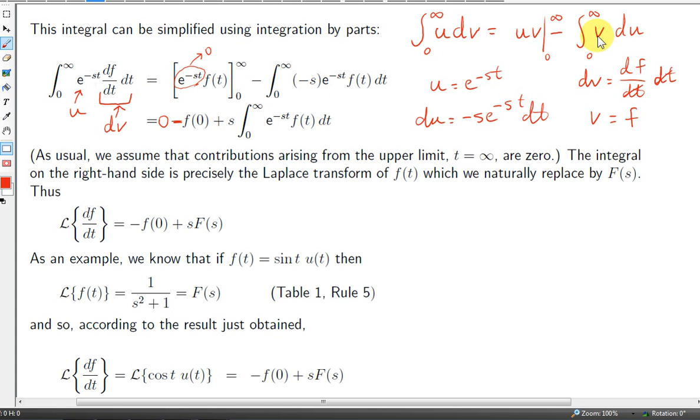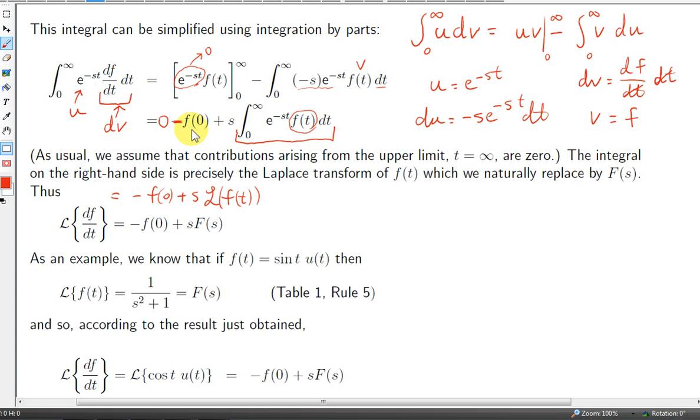Now in this integral we need to multiply v by du. Well, v is just f of t, that's v, and du is minus s e to the minus st times dt. Now we're integrating with respect to time, of course, so s can be considered a constant here. We can take it outside the integral sign, so we get minus minus or plus s. But notice now that we get this integral here that we've seen before.